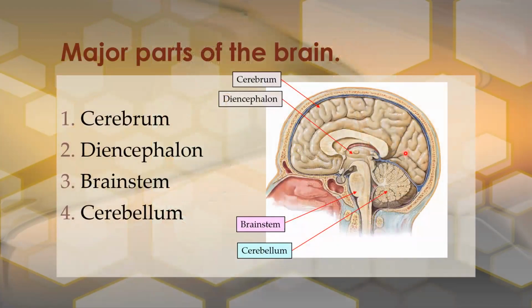These are the major parts of the brain. Anatomically, there are 4 parts of the brain: the cerebrum, the diencephalon, the brainstem, and the cerebellum. The brainstem is this part over here.